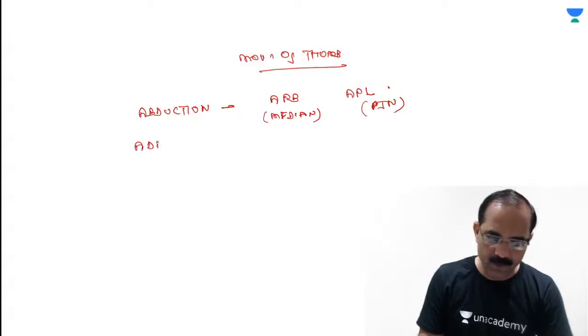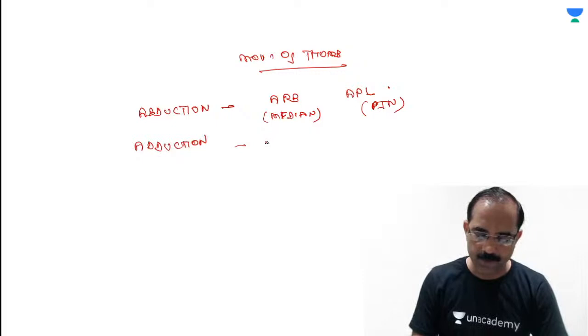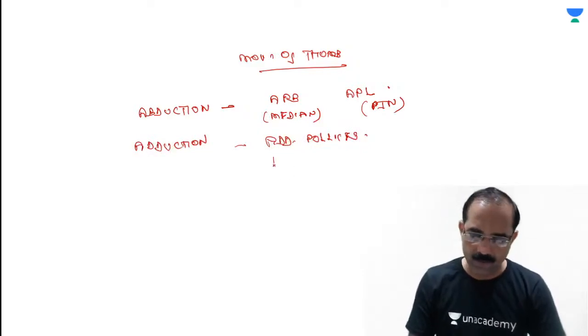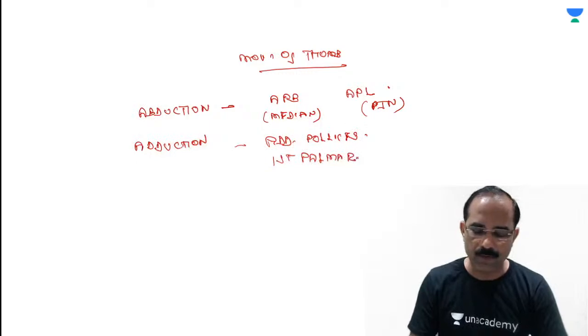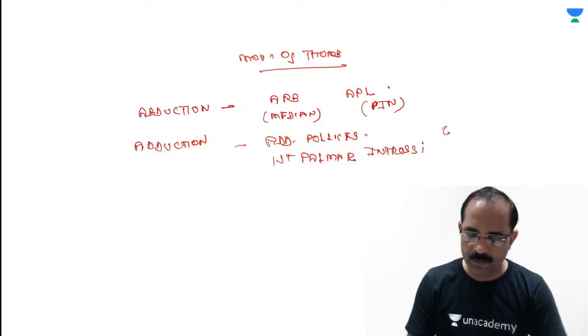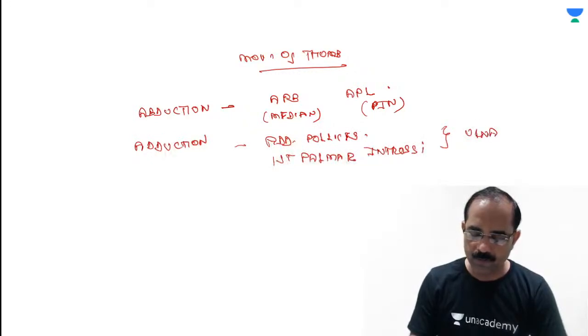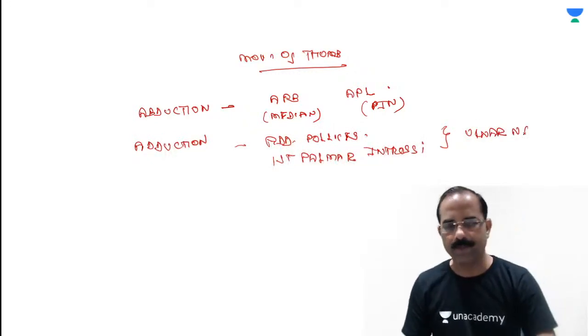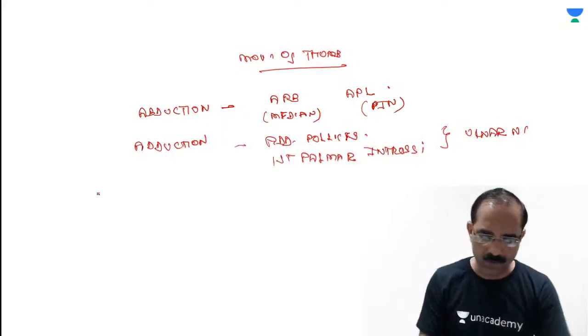Next is adduction of the thumb. Adduction of the thumb is done by whom? Adductor pollicis and the first palmar interosseous. So both of these are supplied by whom? Ulnar nerve. So adduction is not affected at all.